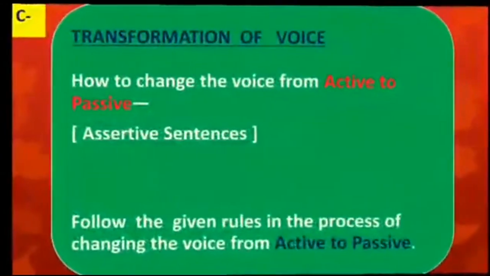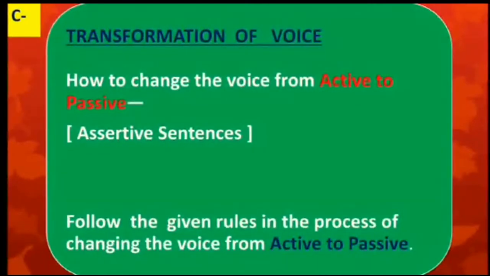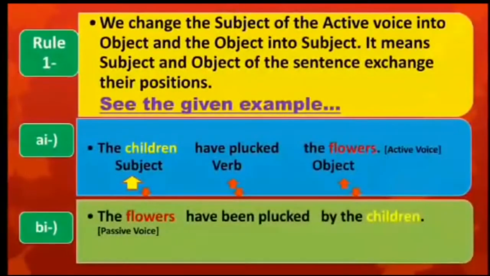Let's learn how to change the voice from active to passive. To do so, we have to follow certain rules, which are as follows. Rule 1. We change the subject of the active voice into object and the object into subject. It means subject and object of the sentence exchange their position. See the given example. In the given example, the subject, the children, has exchanged its position with the object, the flowers.